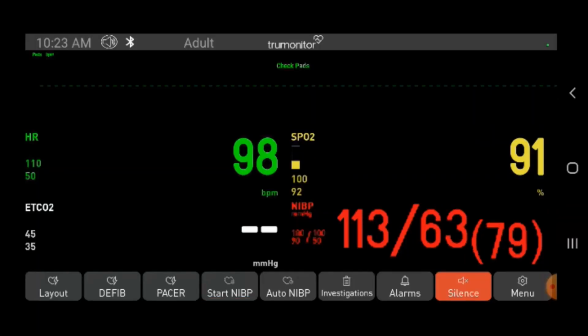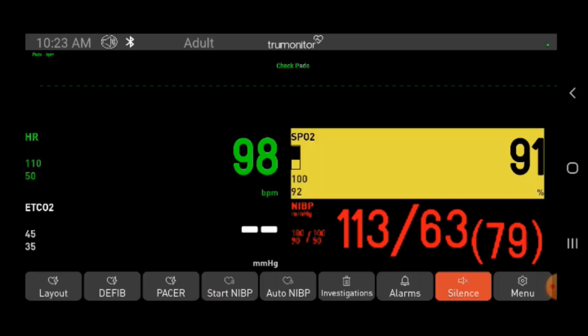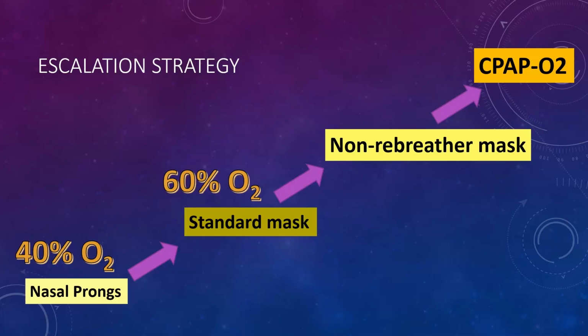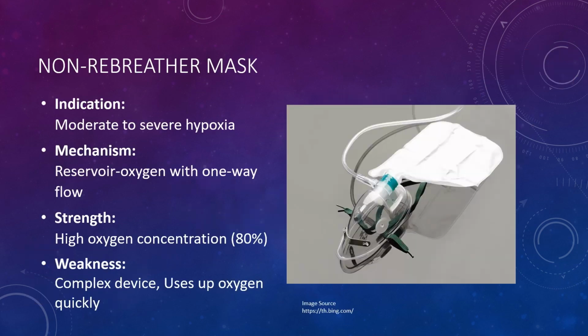On reassessment, we can see that the saturations have come up a little, but the patient still remains hypoxic. We need to now escalate to the next level, which is the non-rebreather mask. Now, the non-rebreather mask can produce up to around 80% FiO2. This makes it well suited to moderate and severe hypoxia.